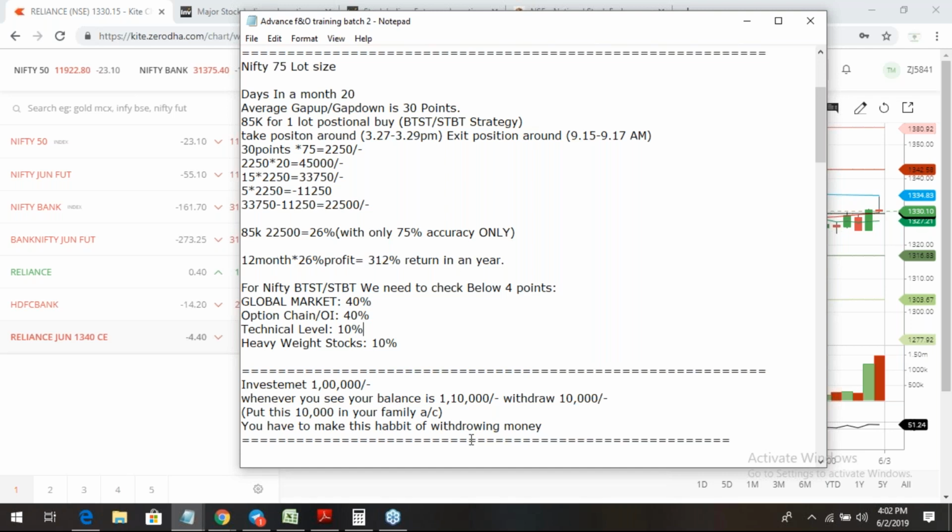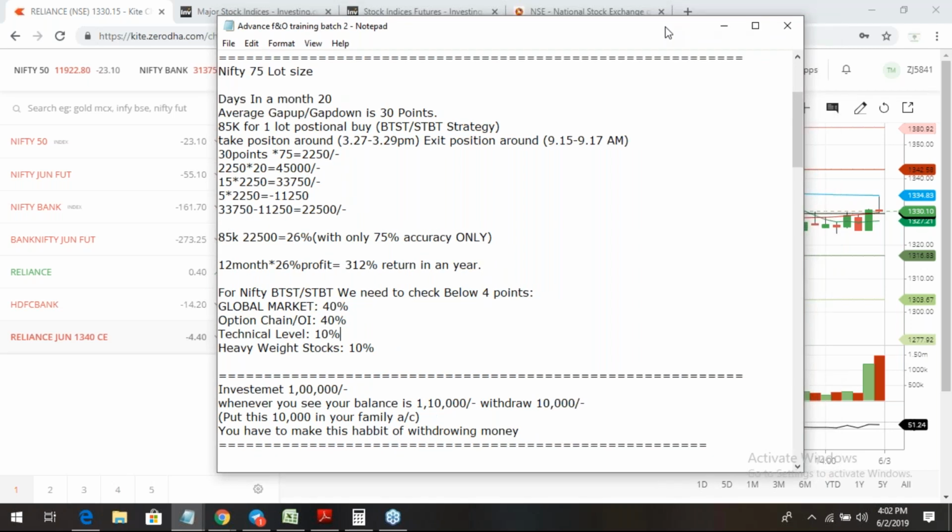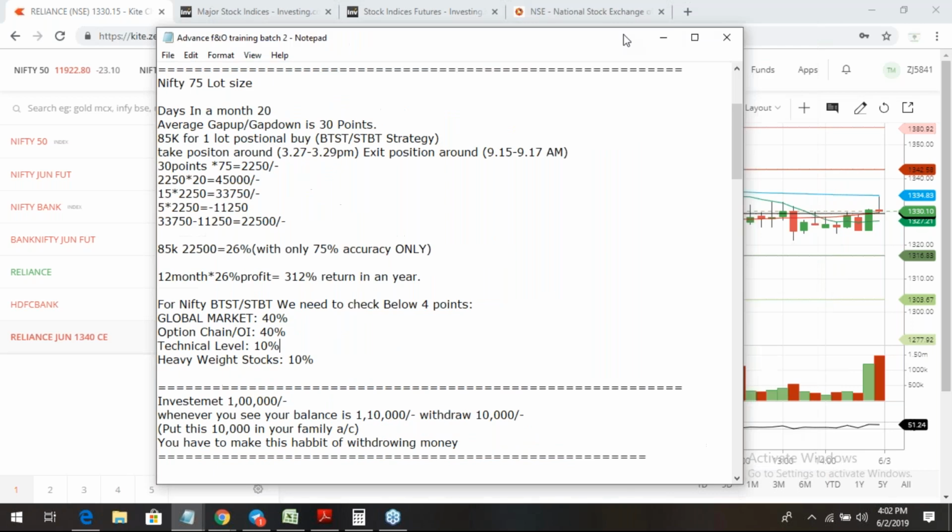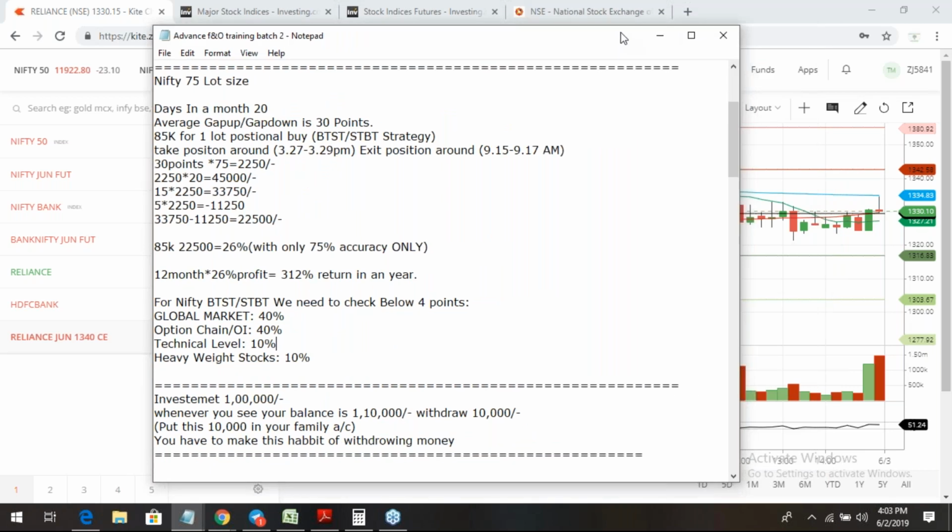And whenever you are making money, withdraw. Make a habit of withdrawing. Again, I'm saying, people who want to be like Ambani within a month never become Ambani. They lose everything.